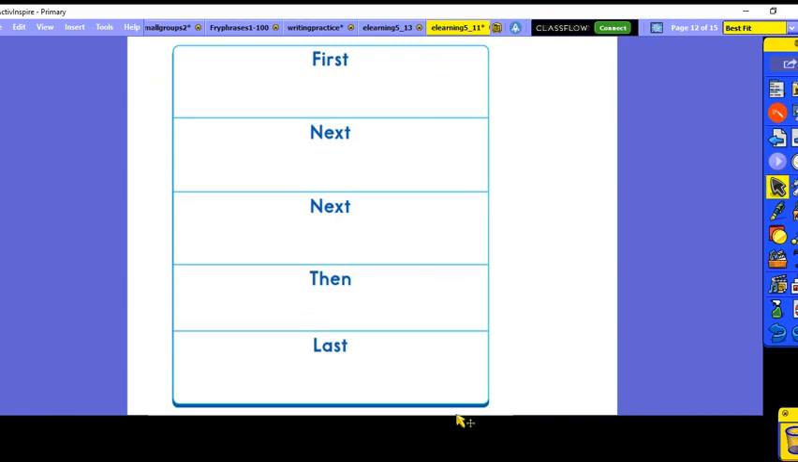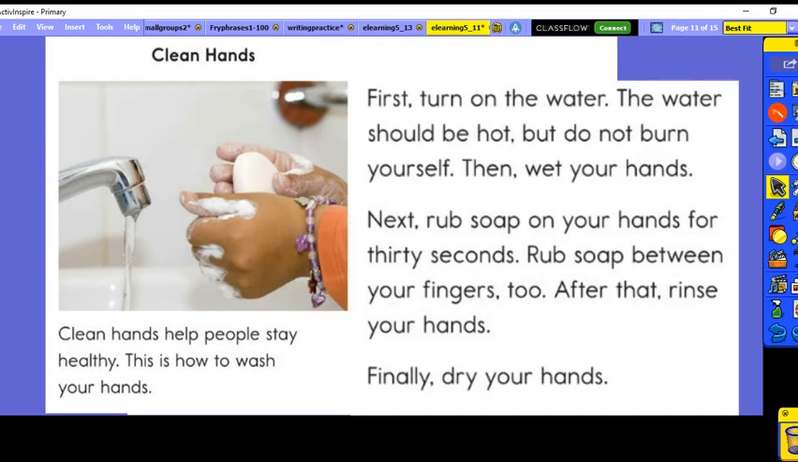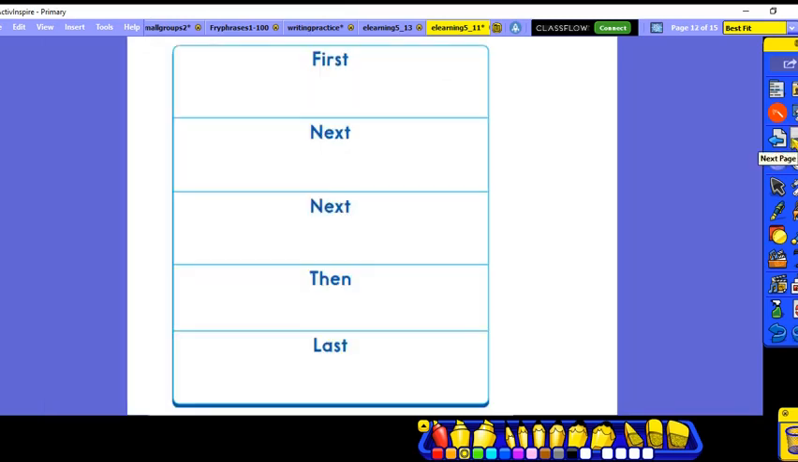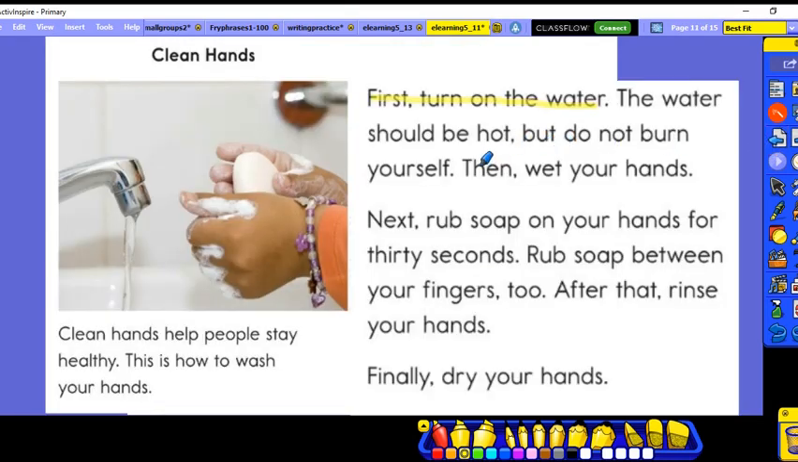Now, did you see some of those words? First, next, then, last. Let's look back and see. And we're going to use our highlighter to find those things to retell. Okay, so let's look. Here's the word first. What do you do first? First, turn on the water. That's what you do first. Then, so first you turn on the water, then wet your hands. That's the next important thing.